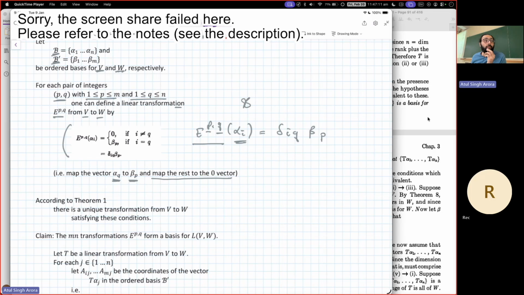So now according to theorem 1, there is a unique transformation from V to W that satisfies these conditions. What was theorem 1 actually about? Let's see what theorem 1 was.